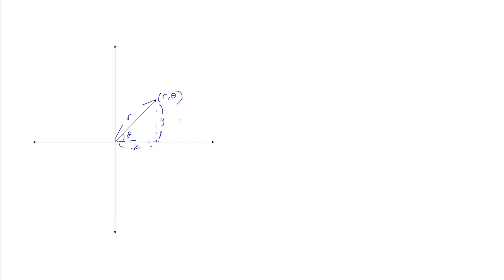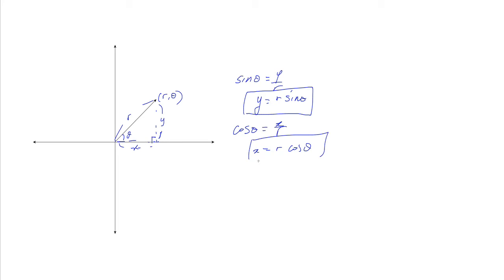And this is relatively easy if you just recall your trig. Right? Note that sine of theta is y over r. Okay, which means y, the y coordinate, we can just say it's r times sine of theta. Also, if you have cosine of theta in this triangle here, it's going to equal x over r. Okay, which means x is equal to r times cosine of theta. So this is actually how we get from polar to Cartesian coordinates.